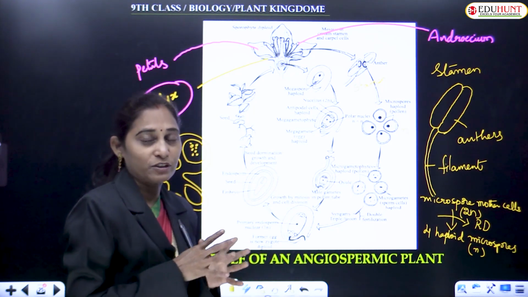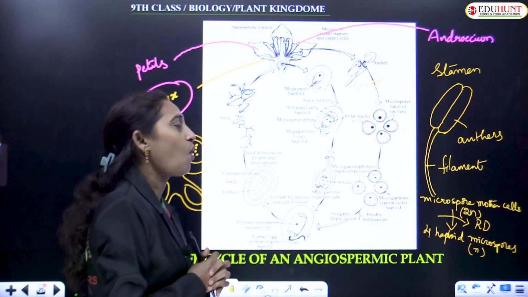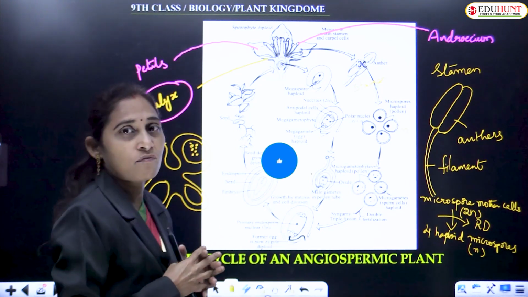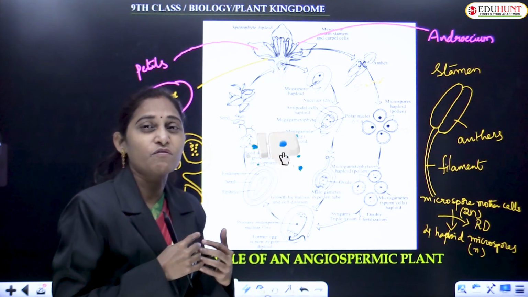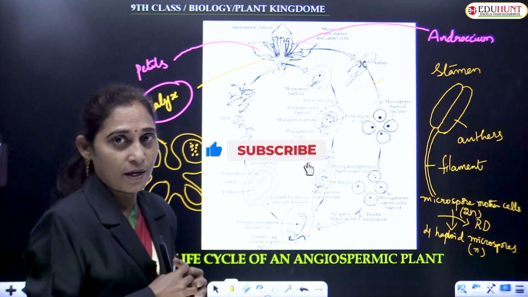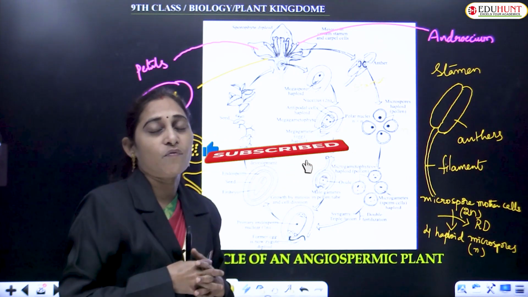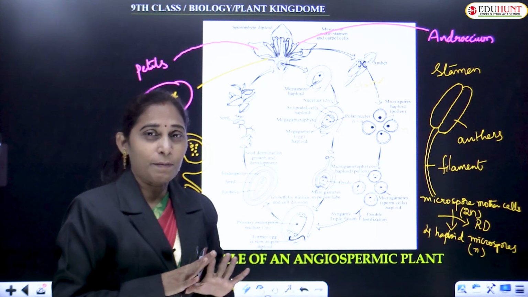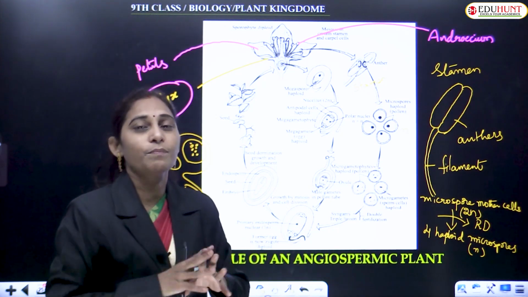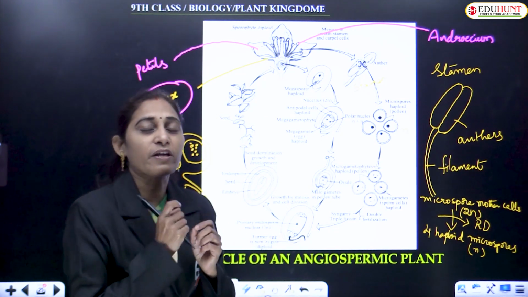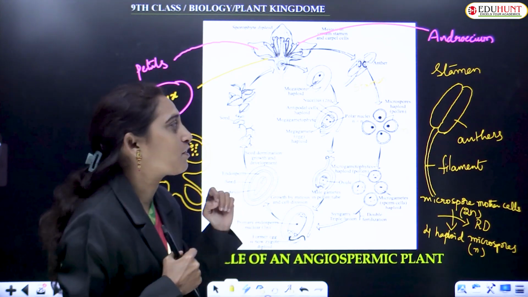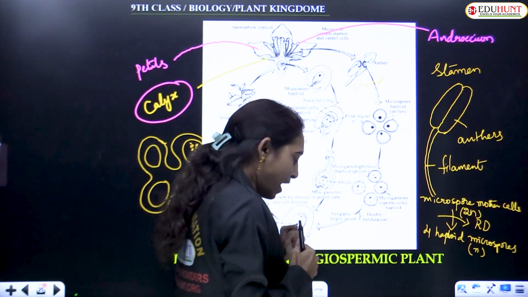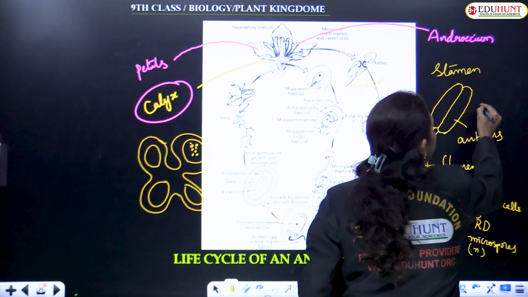Whenever it comes to maturity, the anther wall undergoes dehiscence, and there is a specific place or location where the dehiscence of the anther occurs. So the anther does not burst just anywhere. There is a specific region where the anther shows dehiscence. That area is known as the stomium.